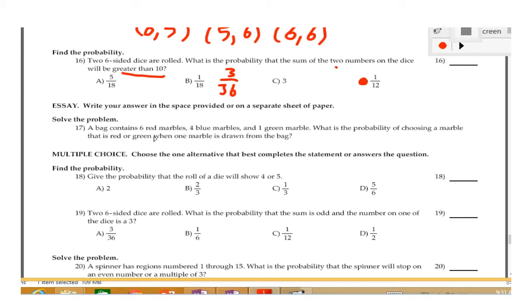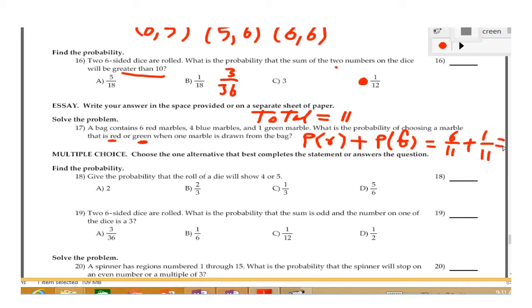Now, a bag contains 6 red marbles, 4 blue, and 1 green. So what is the total? 11. What is the probability of choosing a marble that is red or green? So I'm going to write the probability of red plus the probability of green. The probability of red is 6 over 11, and green is 1 over 11. So it's going to be 7 over 11.